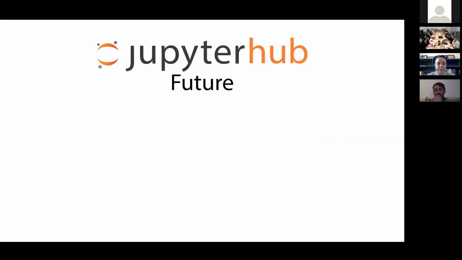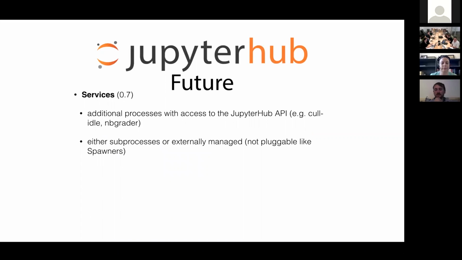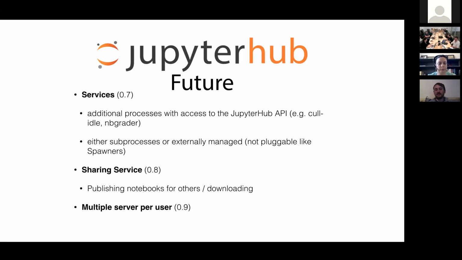And a bit about where we're going, what's coming. Services is the next major milestone, for things like the cull idle servers script and nbgrader, to make those easier to run and manage. These are things that talk to the JupyterHub API and may or may not be started by JupyterHub itself. The next thing, once we've got services, is a sharing service for users to publish notebooks and download notebooks from each other. And then the next thing is allowing multiple servers per user. Right now, we restrict users to one server, but that's an artificial restriction that we can relax.